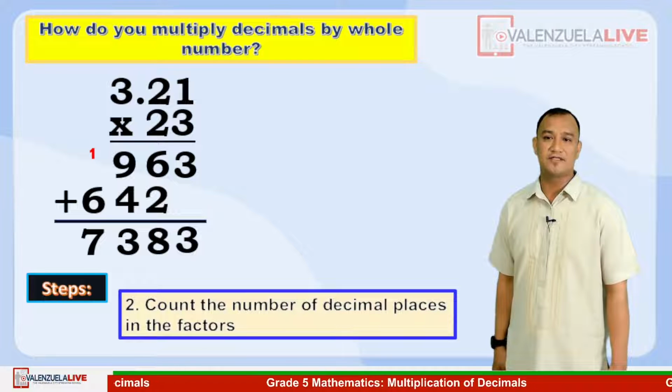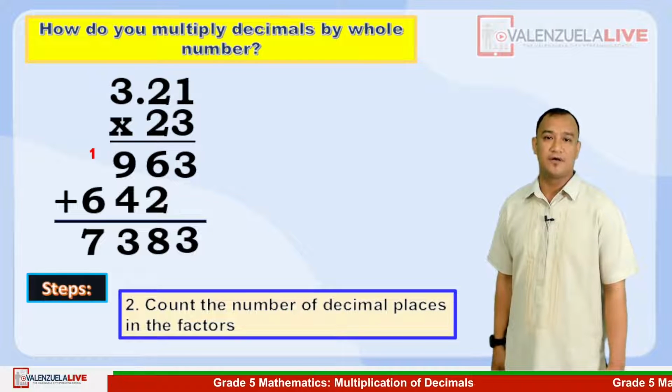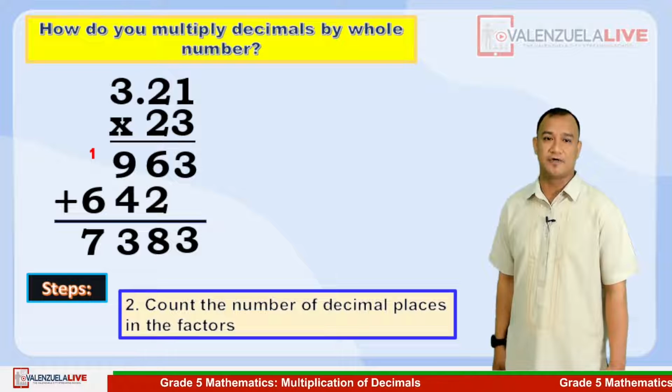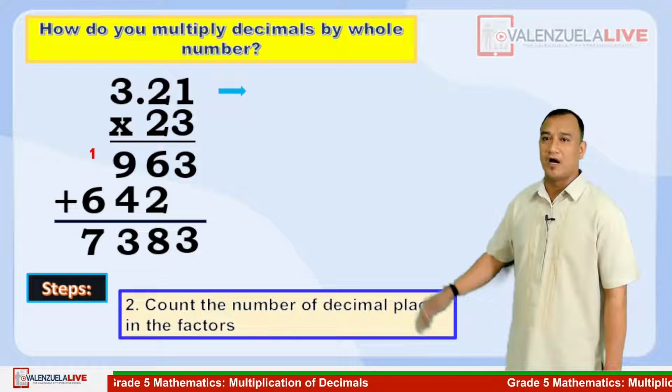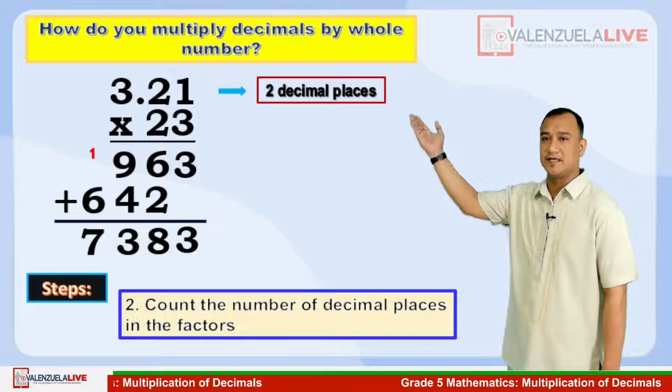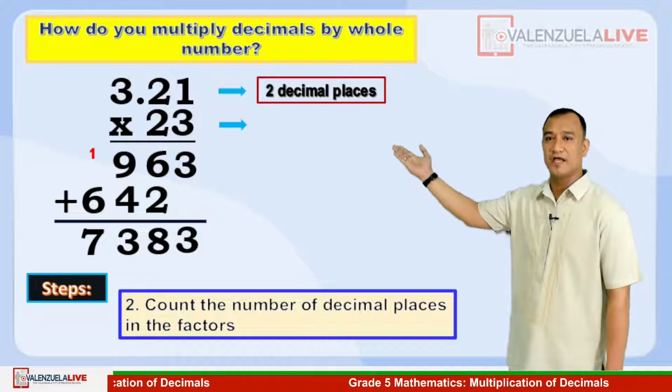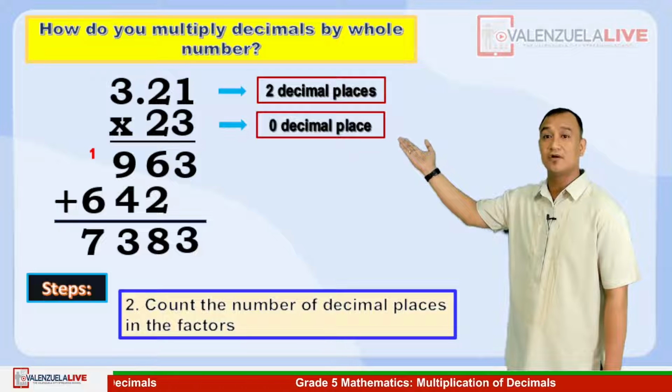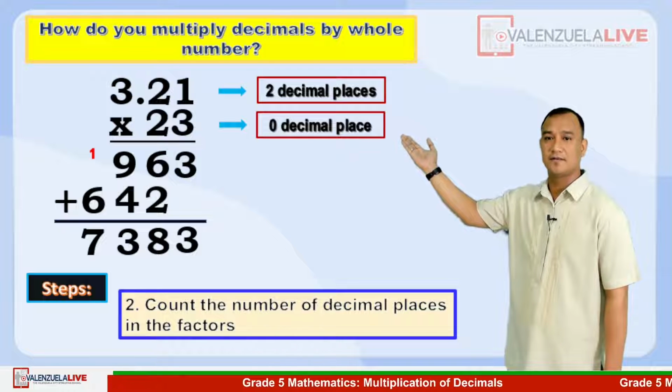Now for our second step, count the number of decimal places in the factors. For our first factor, we have 2 decimal places. And for our second factor, we have 0 decimal places.